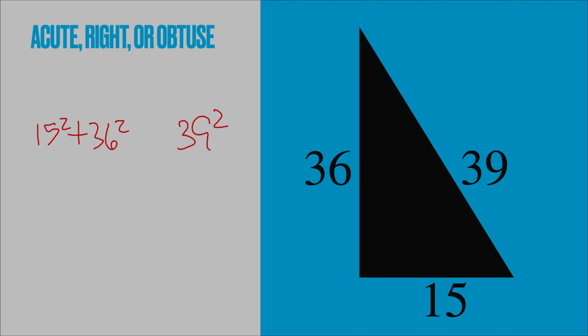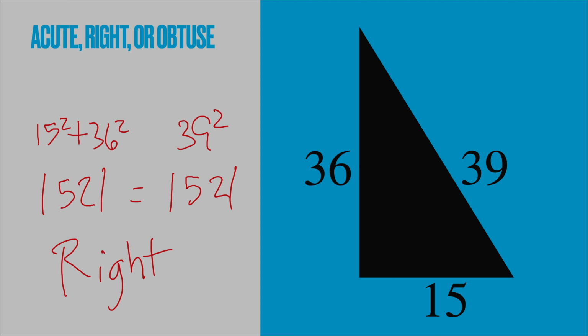I'm going to do 15 times 15. So that's 225 plus 36 times 36, and that gets us 1,521. And over here, 39 times 39 gets us 1,521, which means they're equal. So this one is right.